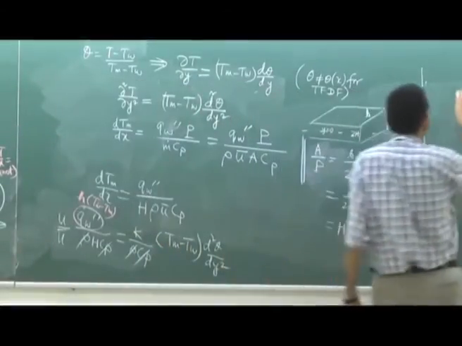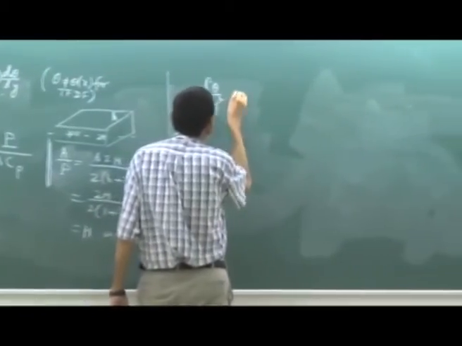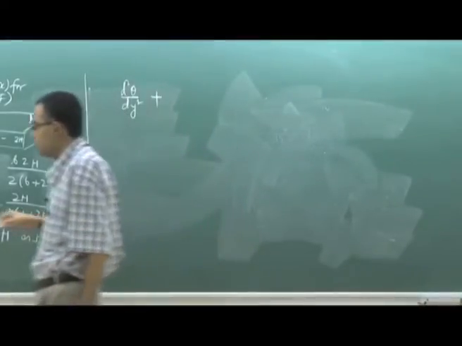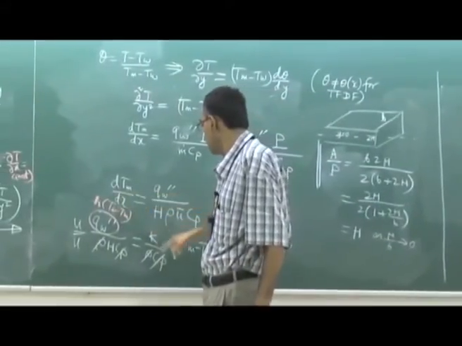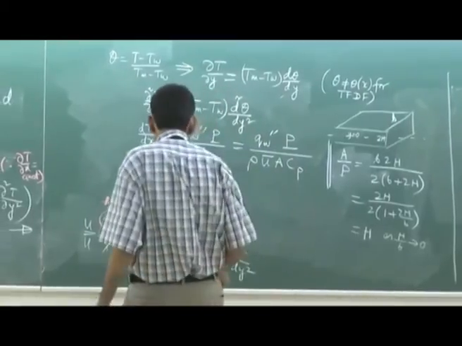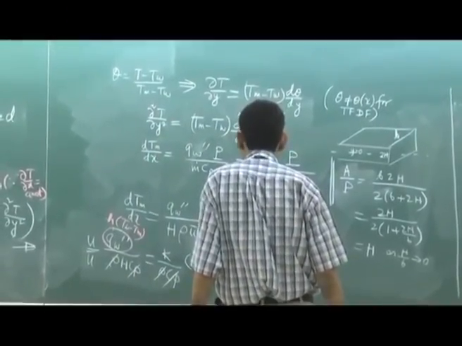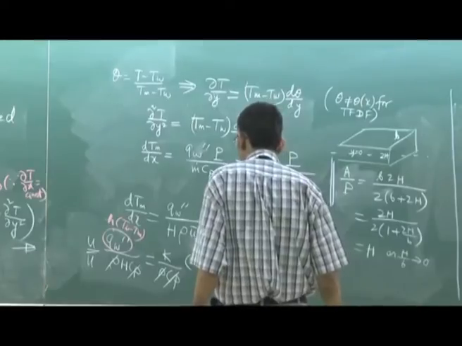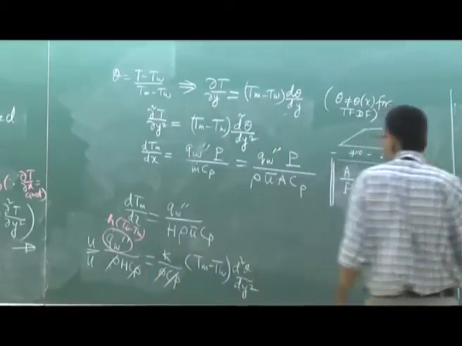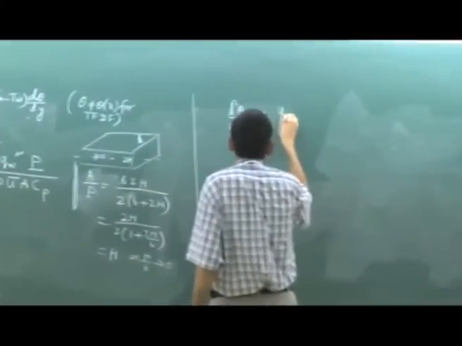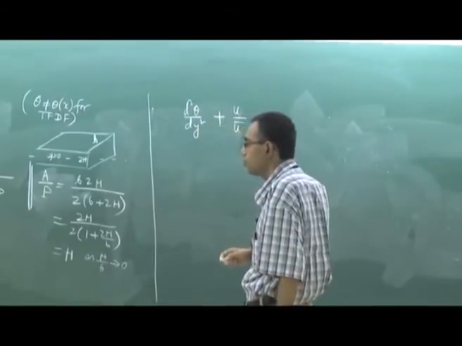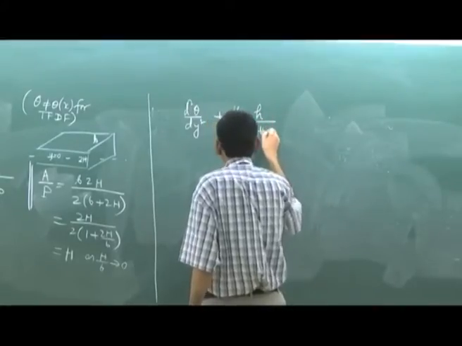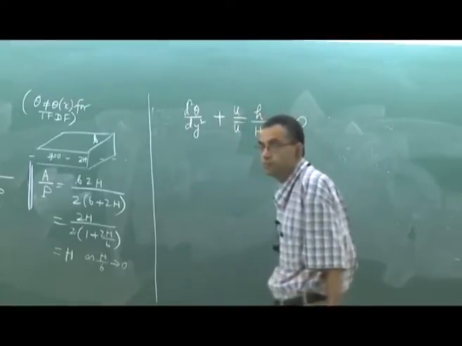So we can write d2 theta dy2 plus, it becomes H, so Q wall by H, yes, d2 theta dy2 plus U by U average into H by Hk equal to 0, right.